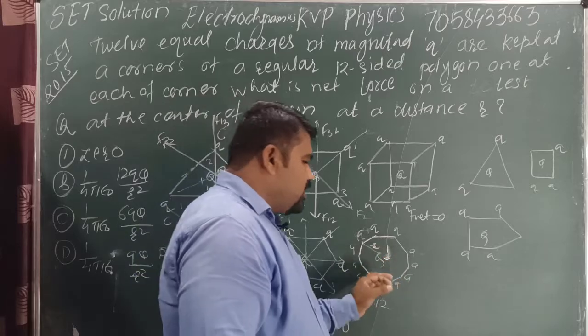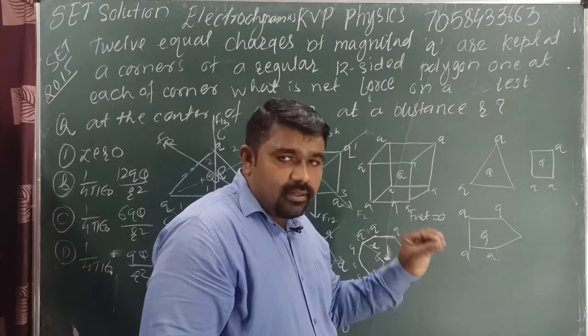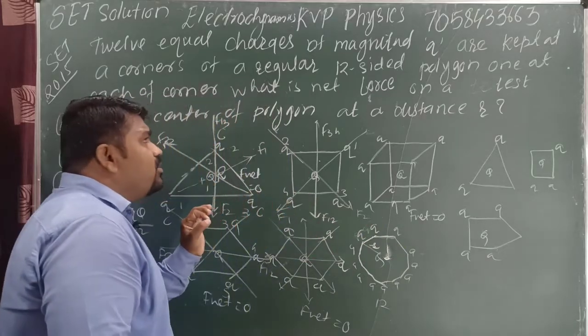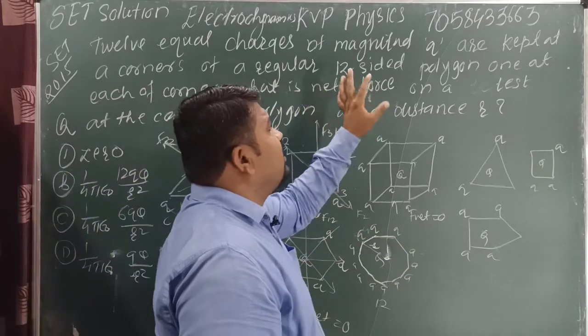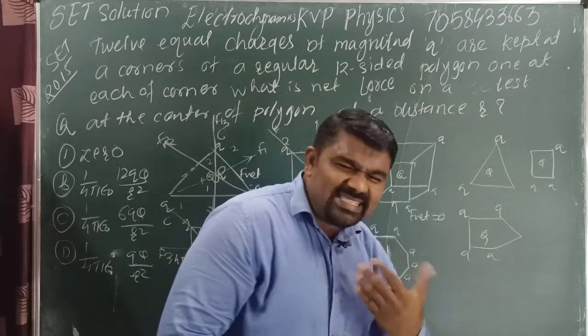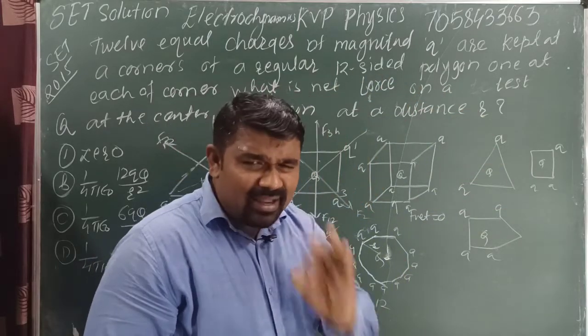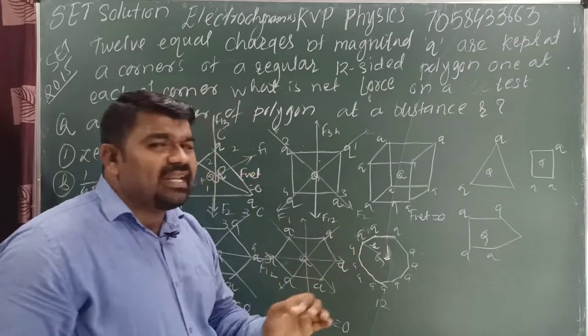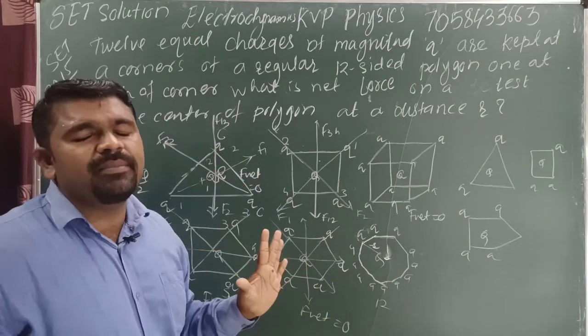Next, we can take 7, 8, 9, 10, 11, anyone. But which condition is very important here? This must be a regular n-sided polygon. Here is a 12-sided polygon. An n-sided regular polygon. A regular polygon means all sides are equal. Then what is the net force at the center? 0. Always memorize this thing.